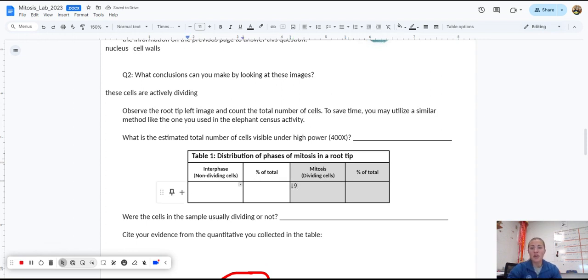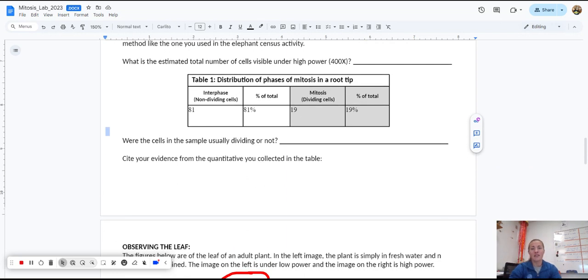And then, for example, if I counted a total of 100 cells, I would take 100 minus 19, and that would be my number of not dividing cells. So I would have 81, and the percent of the total. If I got 100 cells, I would have 81% that are not dividing, and 19% that are dividing. So were the cells in the sample usually dividing? Well, usually would mean the majority of them. So the majority of them are not dividing, okay? Your evidence would be looking at those different percentages.